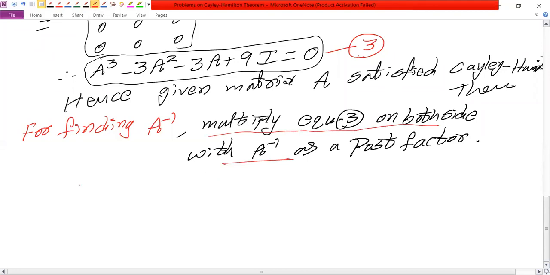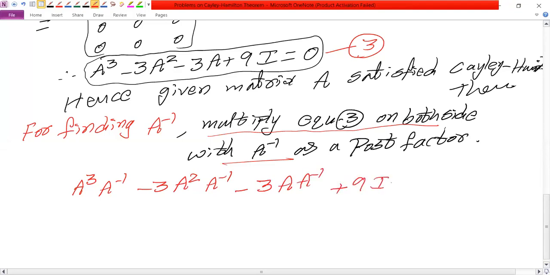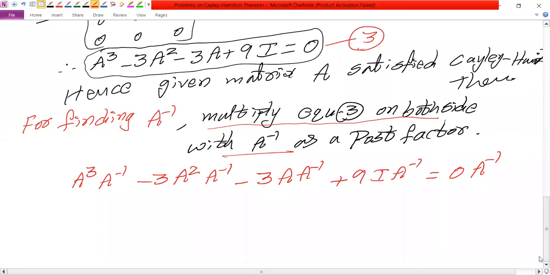Okay. So what I am doing is A cube is there, we have to multiply with A inverse. Minus 3 into A square, we have to multiply with A inverse. Minus 3A, we have to multiply with A inverse. Plus 9 into I into A inverse equals 0 into A inverse. So what is it going to become?